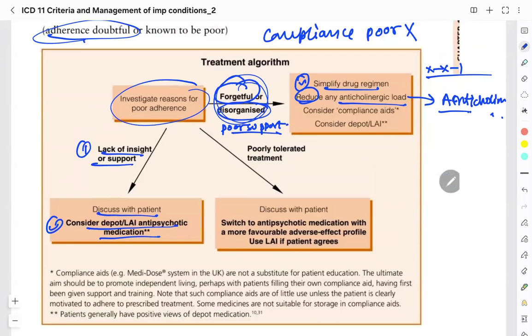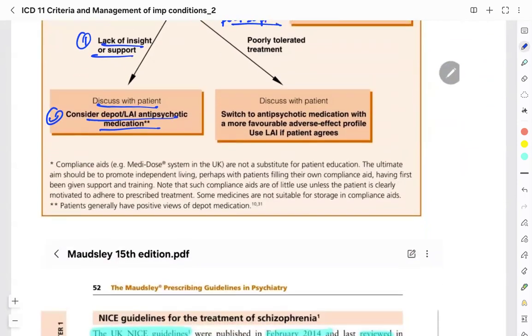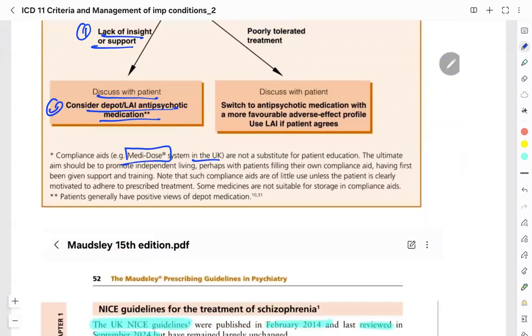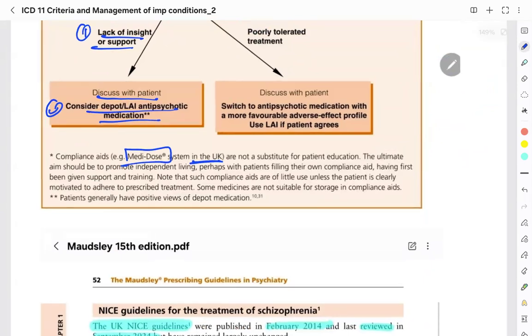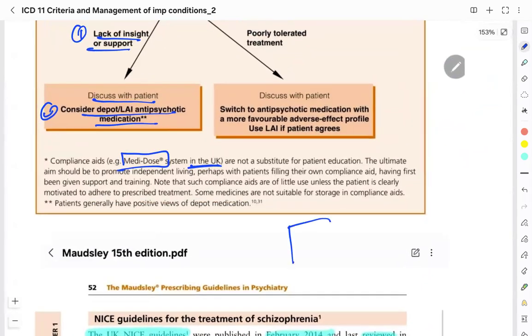All right. And then consider compliance aids. Compliance aids are like a Medidose system, which is present in the UK. I'm pretty sure people from the UK might know about it. What they do is they have robots or manual segregation of the tablets into weeks: Monday, Tuesday, morning, evening, afternoon, so that the patient does not have to think about taking the medication out of the wrapper and then taking it. They just prepare it completely and then dispense it to the patient. So it is easier for them.